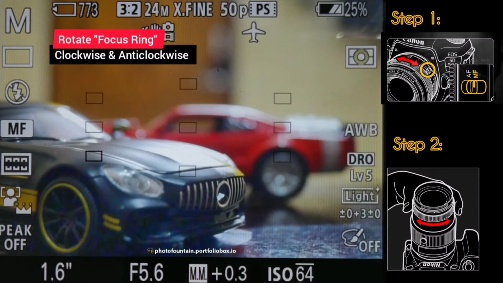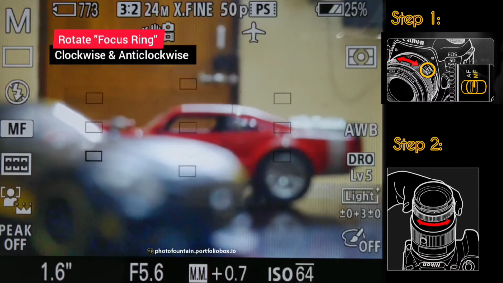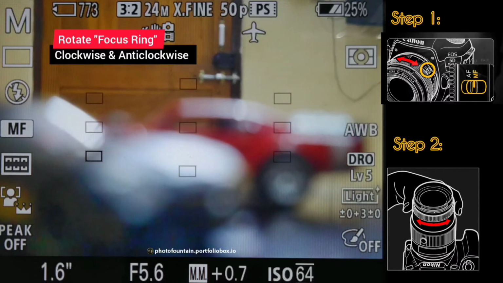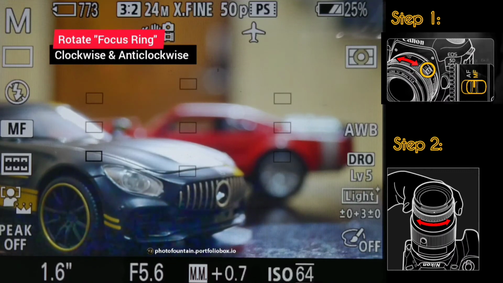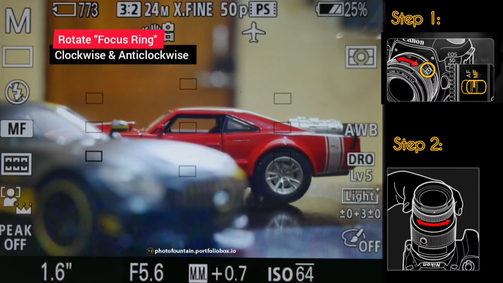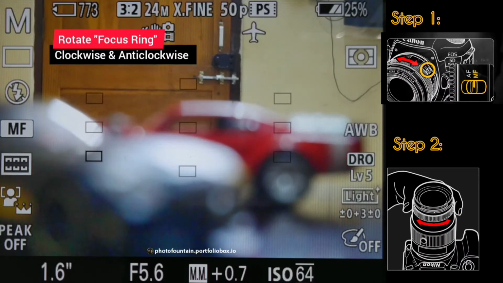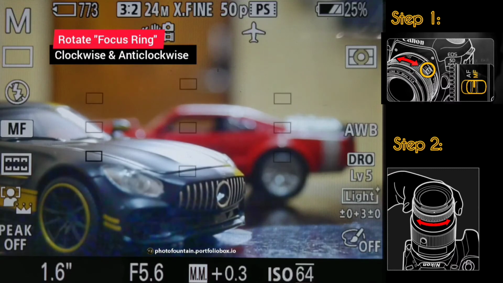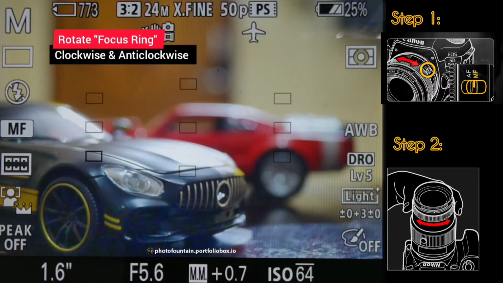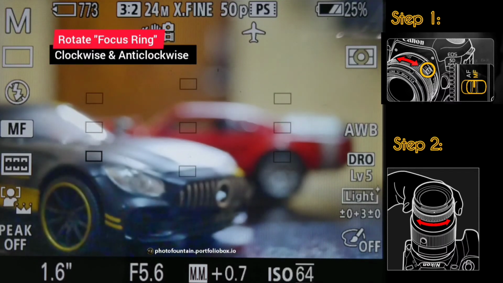As you can see here, my focus is on the front subject, and again I shifted my focus ring in the anti-clockwise direction and it went to the door, and again clockwise it went to the front subject. Again anti-clockwise it went to the second subject, and with more anti-clockwise rotation it went to the door, and again clockwise it went to the front subject. So in this way you can adjust the focus dynamically, whichever subject you want to focus on.